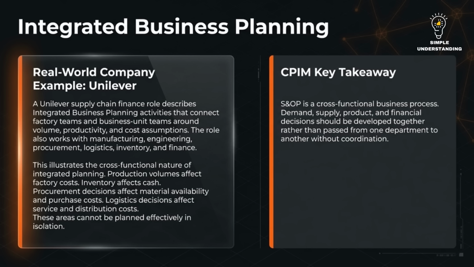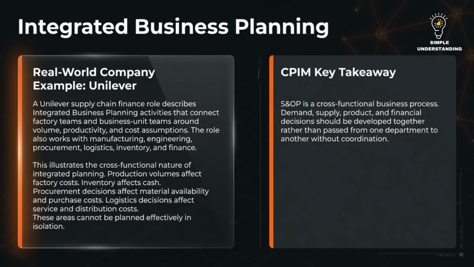Real-world company example: Unilever. A Unilever supply chain finance role describes integrated business planning activities that connect factory teams and business unit teams around volume, productivity, and cost assumptions. The role also works with manufacturing, engineering, procurement, logistics, inventory, and finance. This illustrates the cross-functional nature of integrated planning.